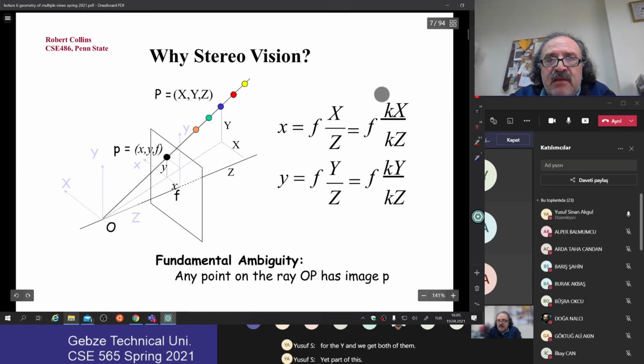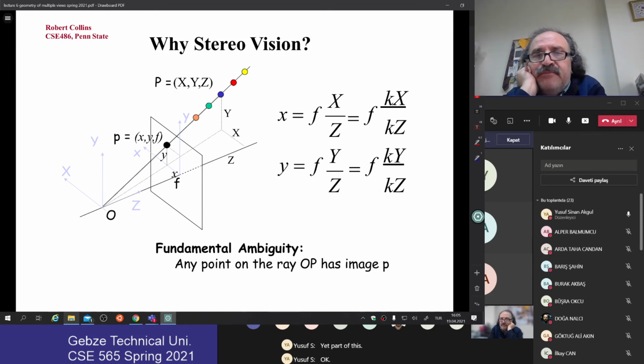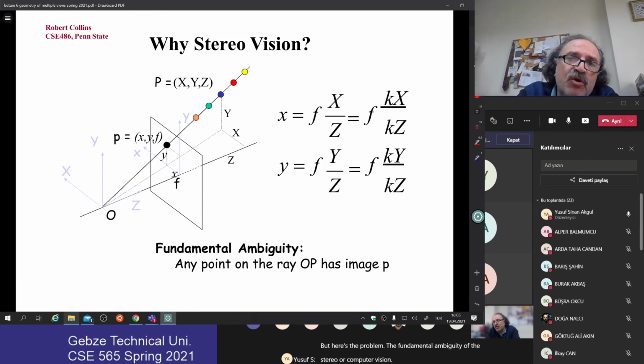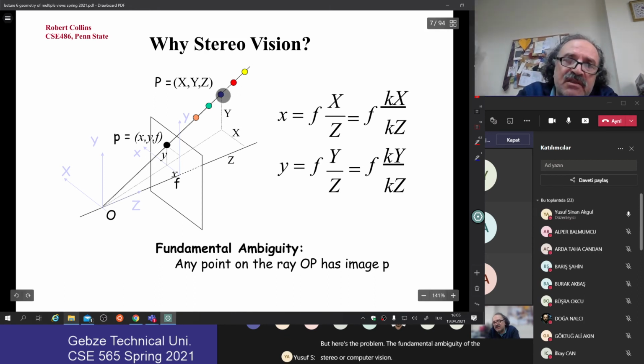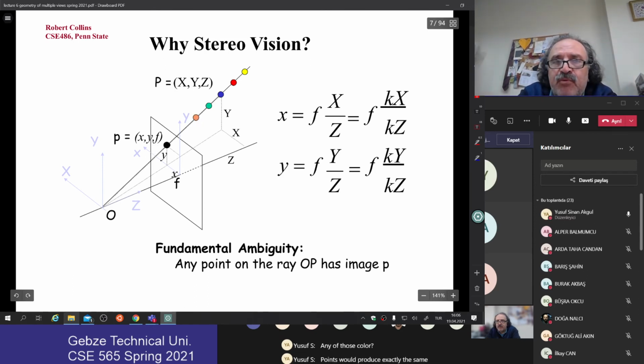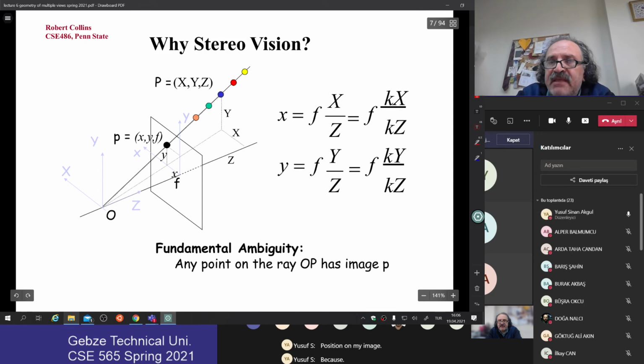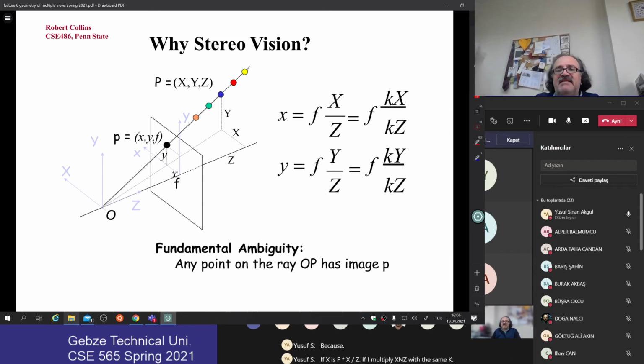Okay, but here is the problem: the fundamental ambiguity of stereo or computer vision. Any of those color points would produce exactly the same position on my image, because if x is f times X over Z, and I multiply X and Z with the same k, I would produce exactly the same x and exactly the same y.